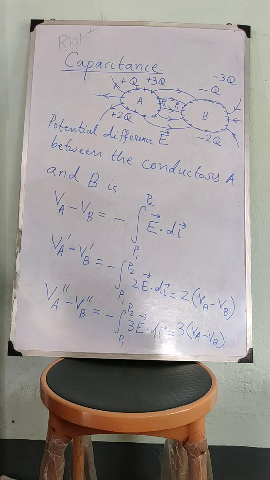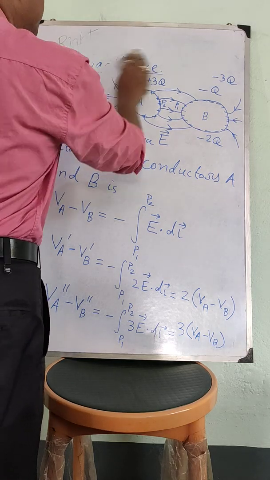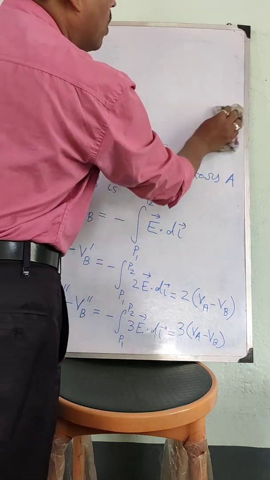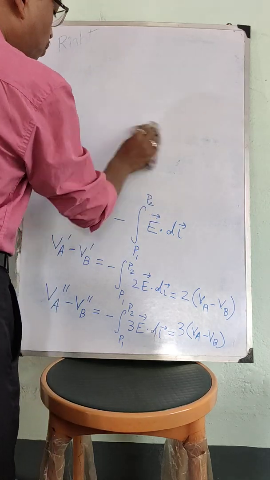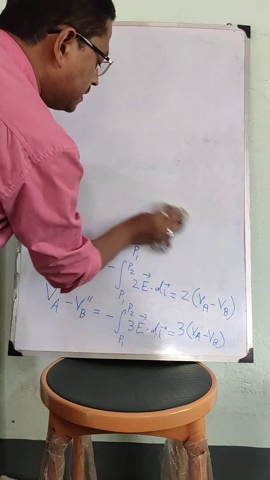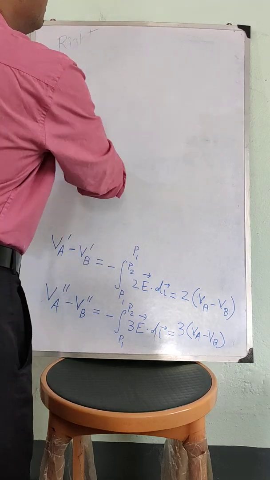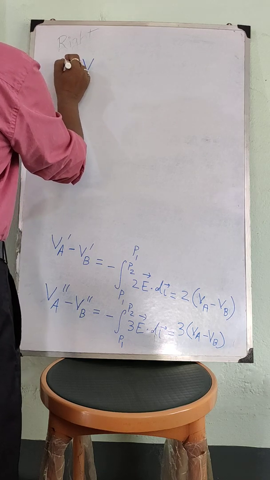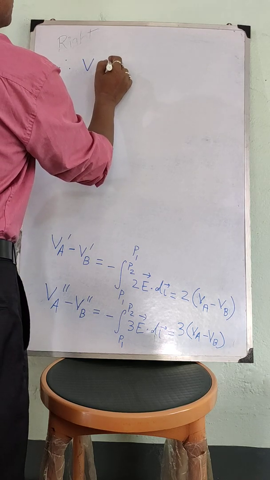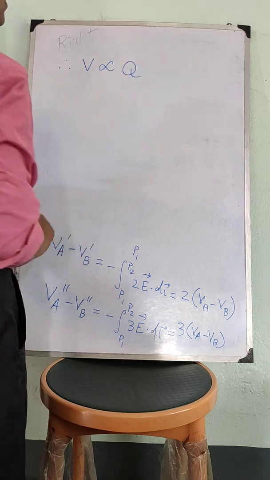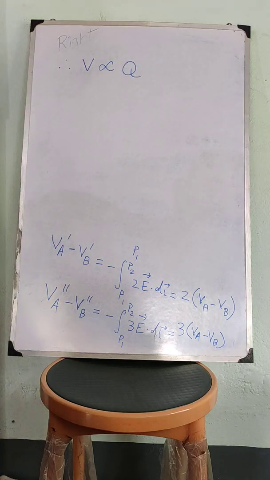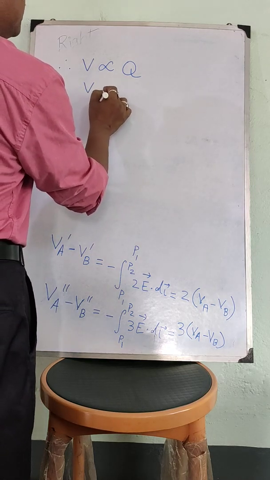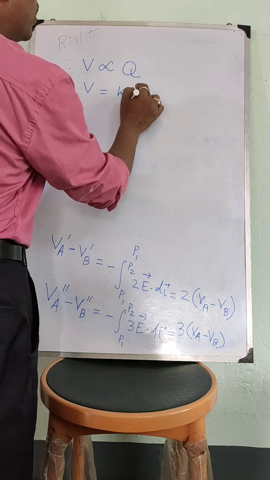Okay, so we can write, the potential difference between the two conductors is directly proportional to the charge on each conductor. So therefore V is proportional to Q, that is the charge on a conductor. Okay, now I can insert a proportionality constant, that is V equal to K into Q.